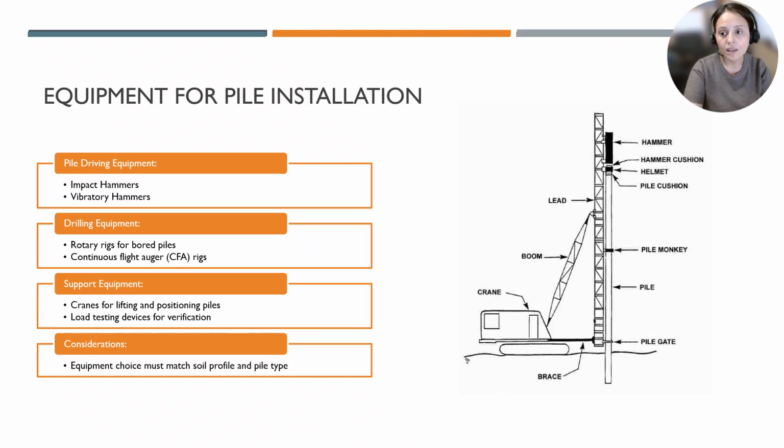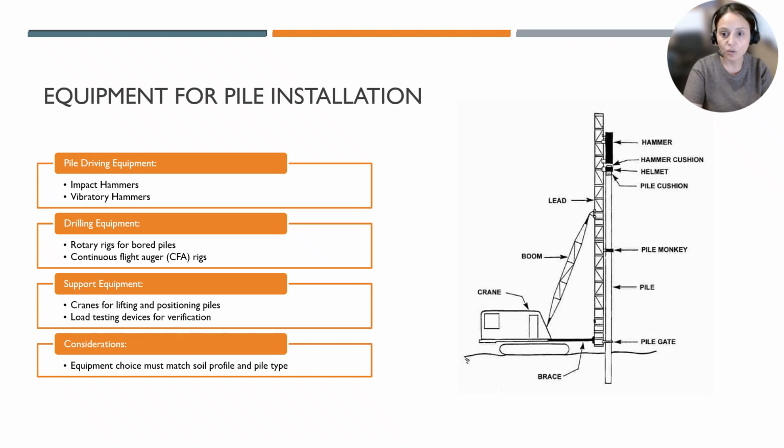On the right, the diagram shows how all of these elements come together in a pile driving rig setup. The crane and the boom position the pile in the proper location. The leads act like rails, keeping the hammer and pile perfectly aligned throughout driving. At the top is a hammer, which delivers the energy to advance the pile, cushioned by the hammer cushion and pile cushion to reduce wear and protect both equipment and material.